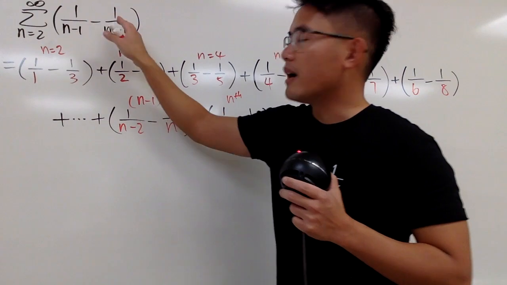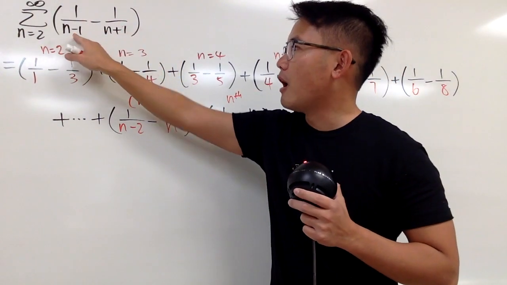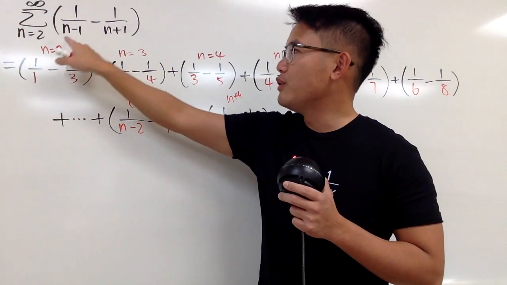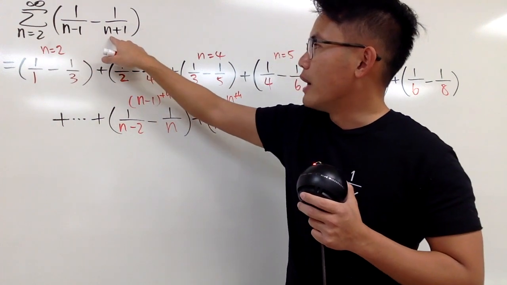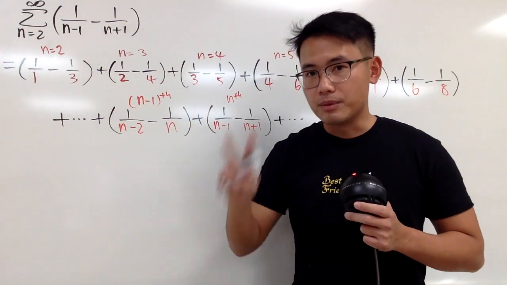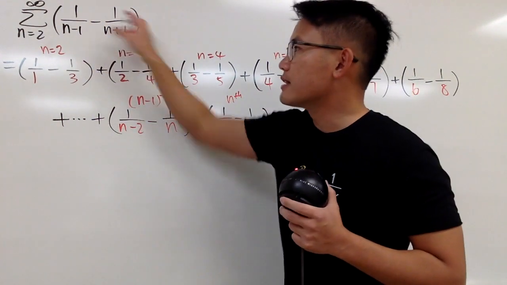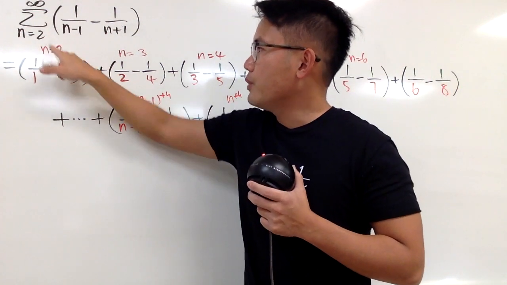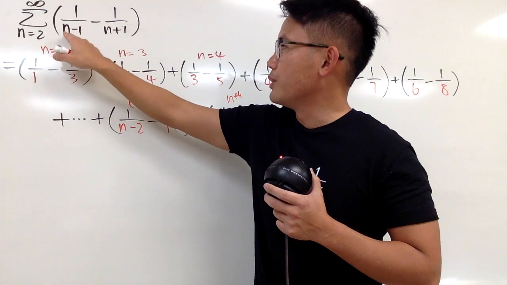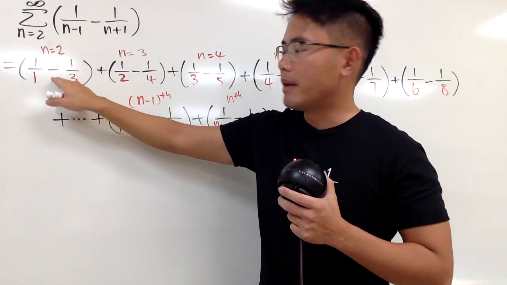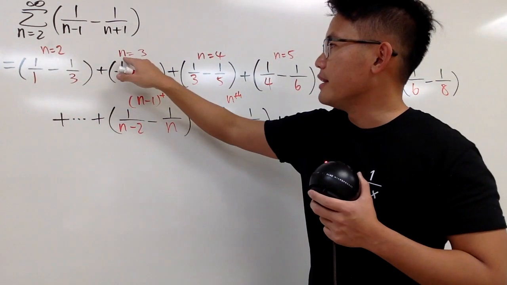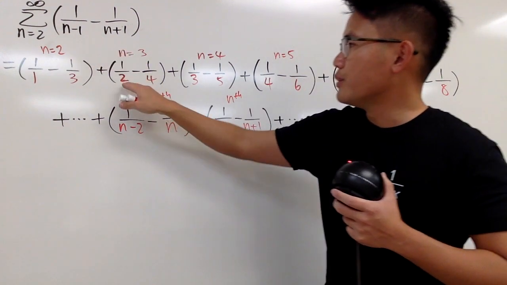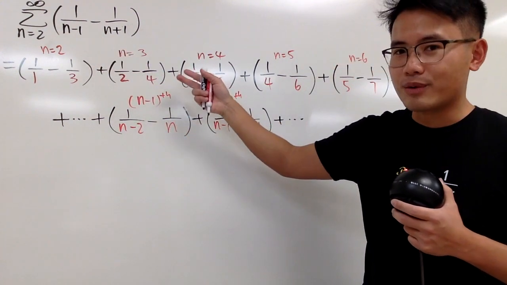Notice that this and that are pretty much the same kind, but they are off by 2. Because if you have n-1 to n+1, it's off by 2. And this is telescoping, and the way to see it is, you begin with n equals 2, and then you plug in 2 for n, and you get 1 over 1 minus 1 over 3, and then you plug in n equals 3, and here you get 1/2 minus 1 over 4, and so on, right?